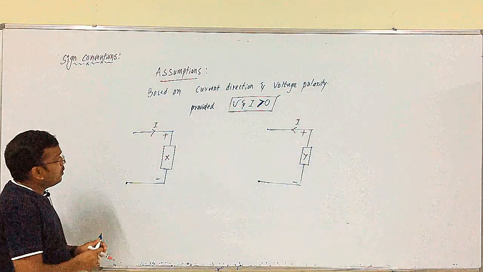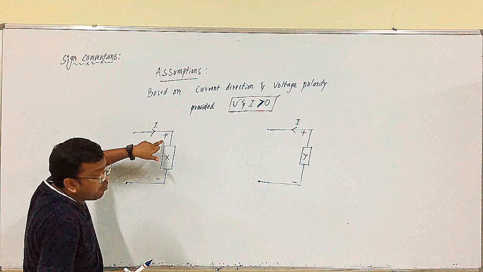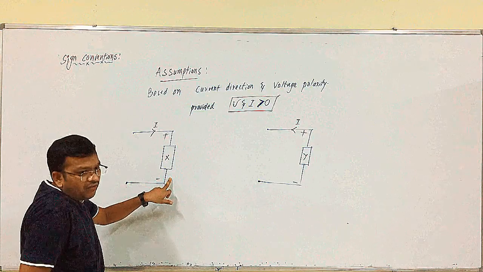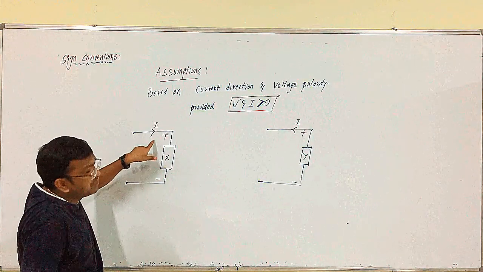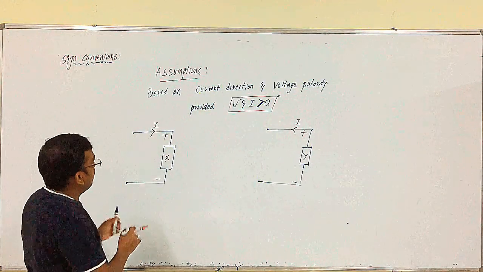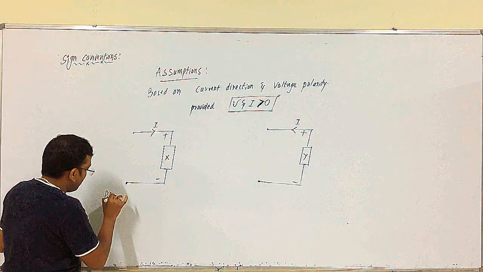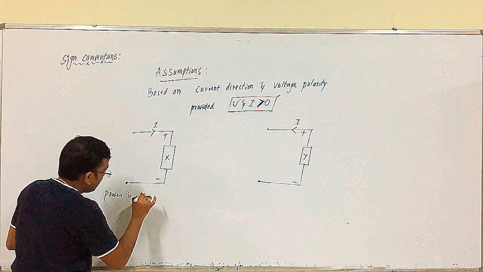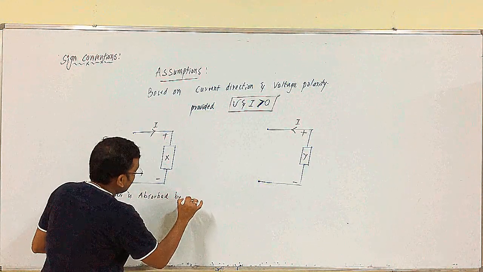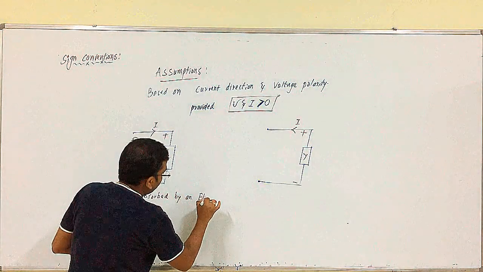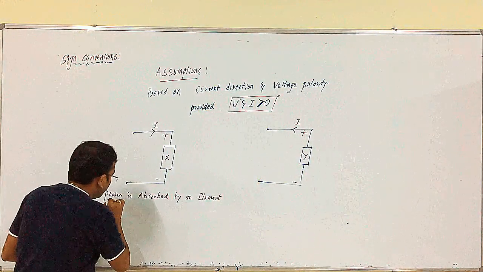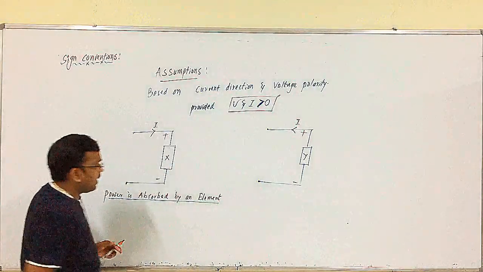So, we all know that when the current is entering the positive terminal of an element and leaving from the negative terminal of an element, then the power is absorbed by this element. So, the convention is what? Power is absorbed by an element. Okay? This is the convention, right? Power is absorbed by an element.